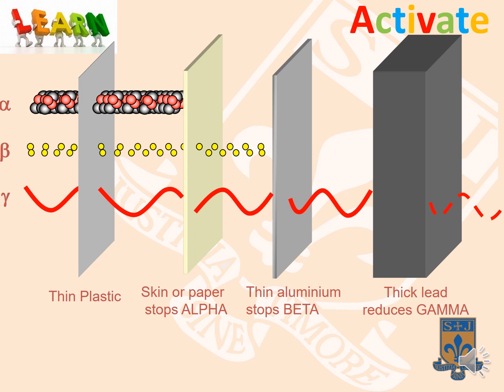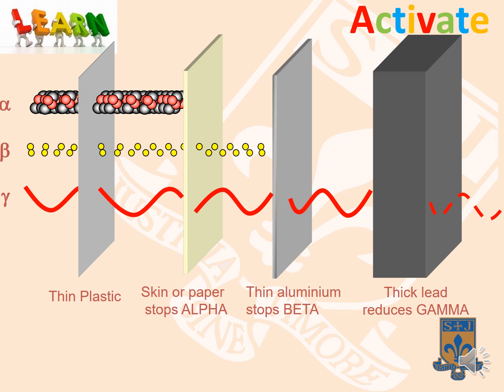Gamma, being energy, is much more difficult to stop. It will travel through the 3 materials we've mentioned so far, and if you look at the right-hand side of this diagram, you can see that it travels through thick lead. It's only reduced, not entirely stopped. So gamma, we need quite a significant amount of lead to be able to protect ourselves from it.